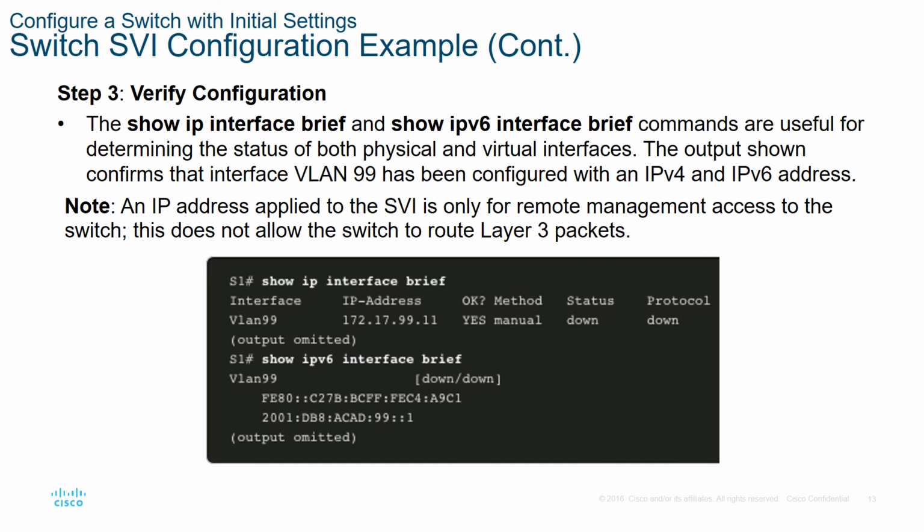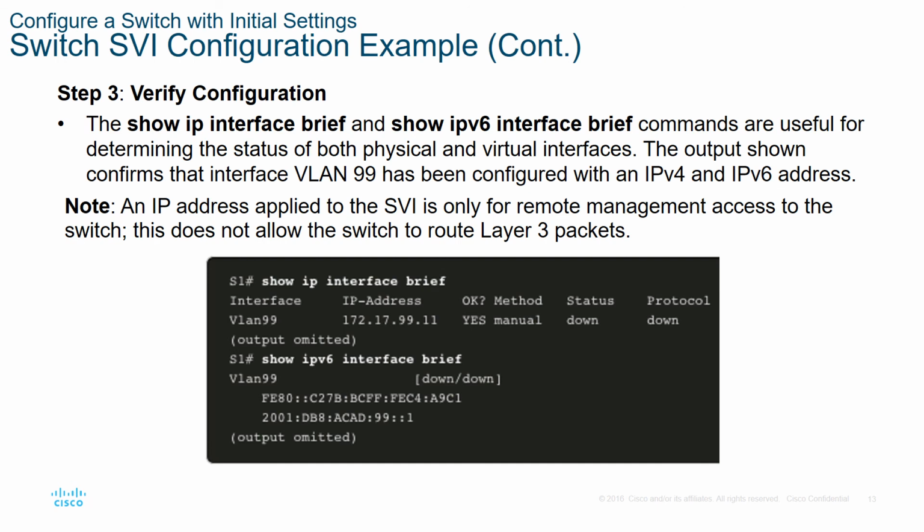So how is it assigned? Method represents whether it is assigned manually or automatically. Automatically means by using DHCP. The next thing is status. Status may be up or down. In this case, the status is down. It is not activated, and the protocol is also down. Now in the same way, if you want to verify your IPv6 address, you have to execute the command show ipv6 interface brief. Then it will show you the IPv6 address assigned to VLAN 99.